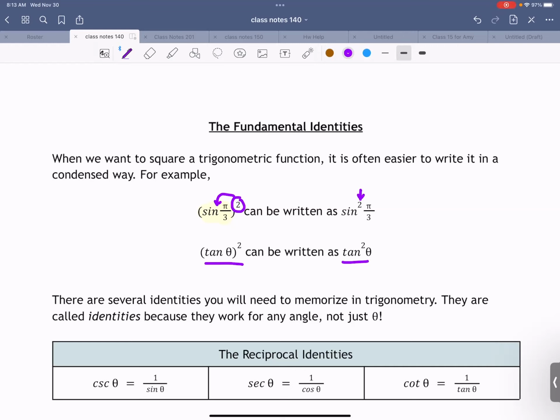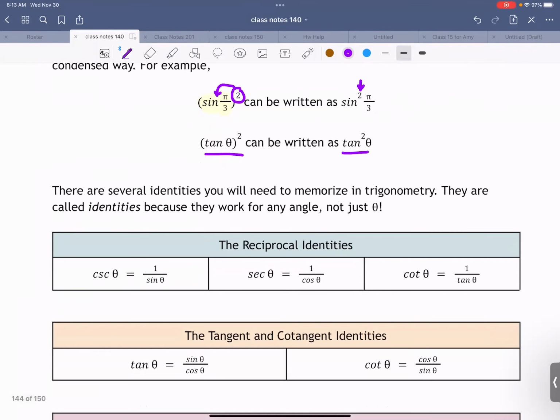Okay. Let's talk about what an identity is. We've talked about some identities before, but I didn't really talk about what it actually meant. We talked about the reciprocal identities, right? Now there are more of these. There was one that said sine theta equals 1 over cosecant theta. Why didn't I write that identity on this page?